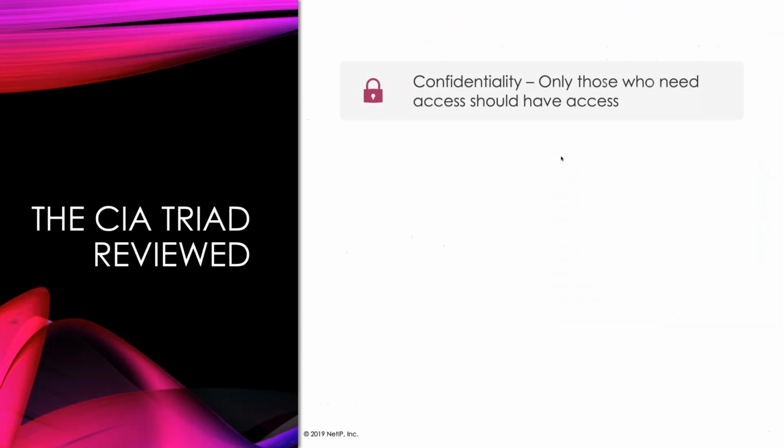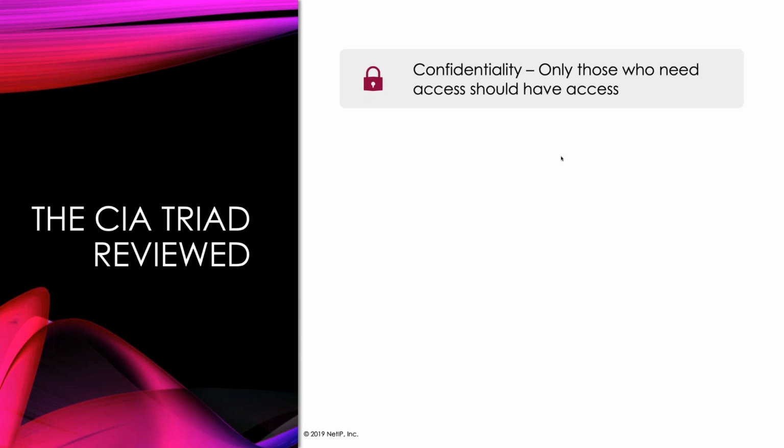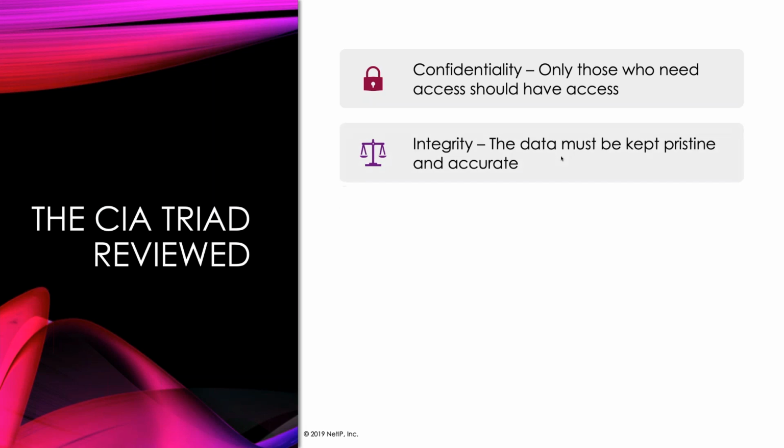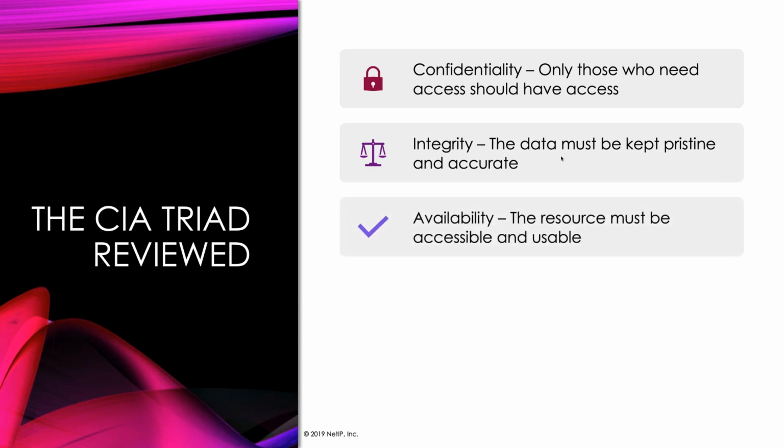Okay. Now, the CIA, let's just do a quick little review. I think we know confidentiality: only those who are supposed to have access to something should have access to it. The integrity: the data must be kept in a pristine and accurate fashion. And of course, the availability: the resource has to be accessible and usable or it's not doing you very much good. And so we know that our security programs want to address confidentiality, integrity, and availability.